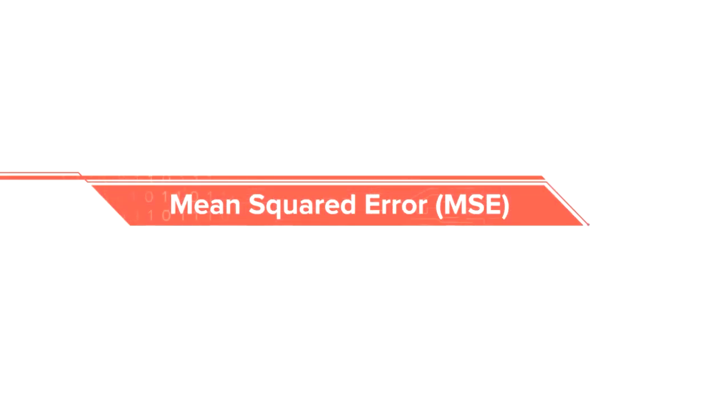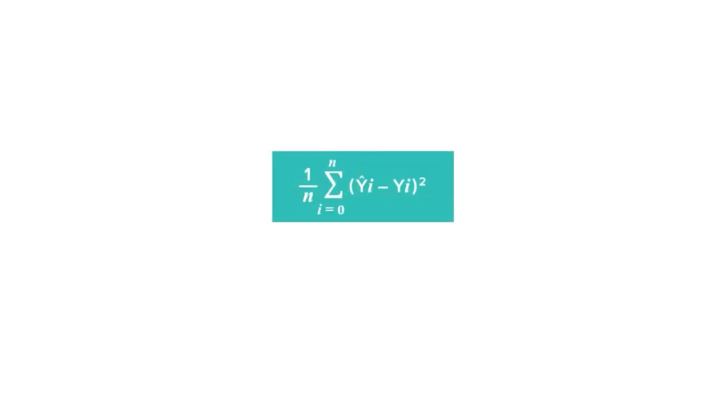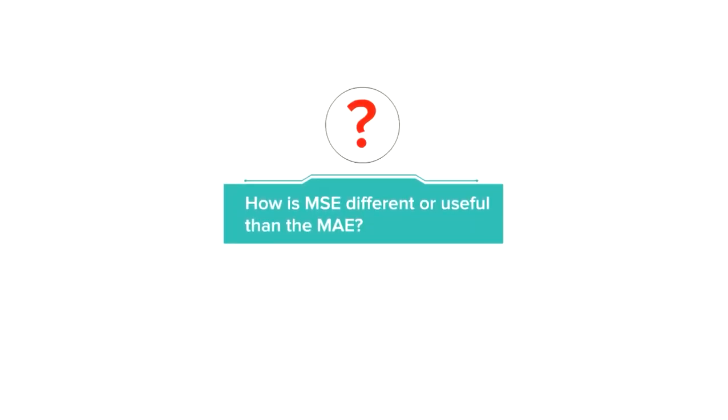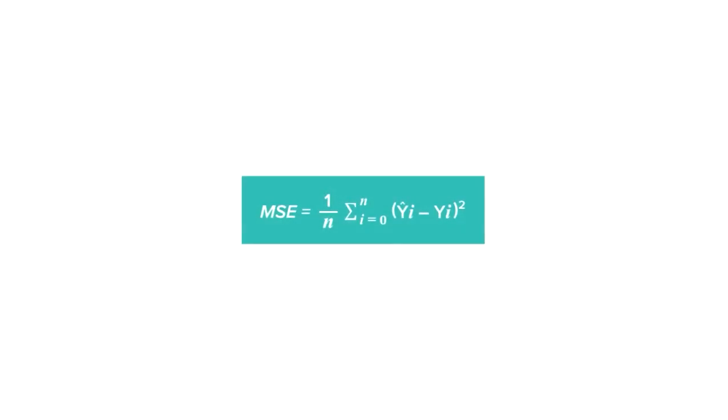Let's look at the next evaluation metric, that is mean squared error or MSE. The formulation of the mean squared error is quite similar to the mean absolute error, except it has a square term added to it. As the name suggests, we first square the individual errors, sum them up, and then take a mean of it. Now you might ask, how is this different or useful than the mean absolute error? If you notice, the mean squared error, that is MSE, computes the square of the difference between the actual and the predicted points, which has a twofold effect.